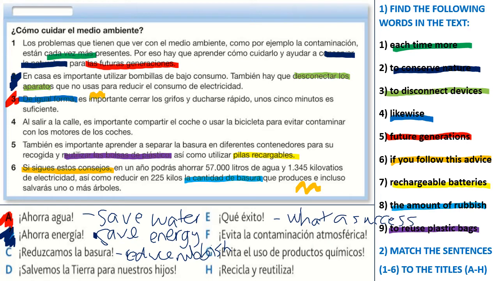Éxito is a bit of a false friend. It doesn't mean exit, it means success. F, evita, we know is avoid. Contaminación atmosférica, we know is pollution, air contamination. G, so avoid the use of químicos, química, chemicals, chemistry. Avoid the use of chemical products. And then H, recycle and reuse.